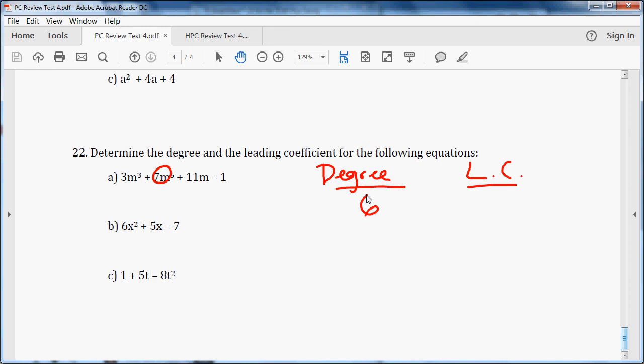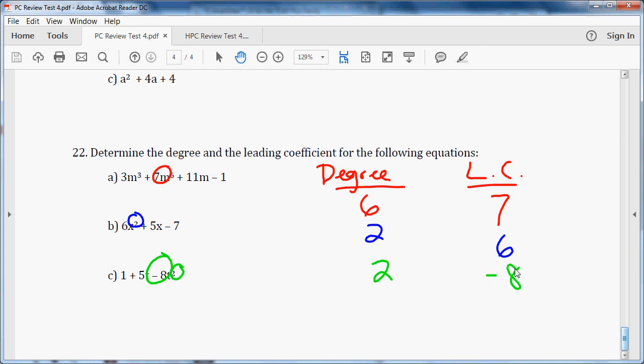Okay, here the highest exponent is a 2. And the leading coefficient, the coefficient in front of it, is 6. For this last one, the 2 is the highest exponent, so that's the degree, and negative 8 is the leading coefficient in front of it. Very good. So, CP, that is all your problems. You can hit stop right now.